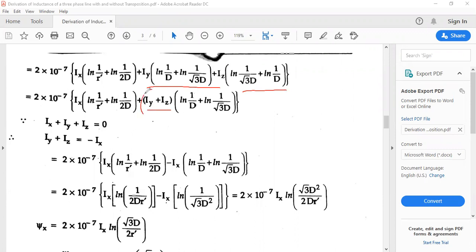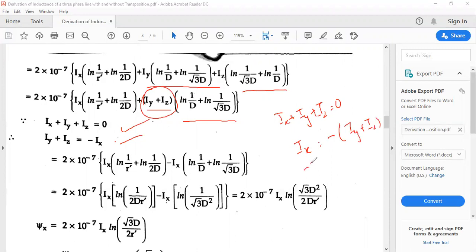Iy plus Iz is being taken separately as a common factor, with the other common factor being represented there. Next, what you can generally use is Ix plus Iy plus Iz equals 0, so I can write Ix as minus (Iy plus Iz). Taking it the other way, minus Ix equals Iy plus Iz. If I substitute it, I'll have this equation alone, so Ix and Ix are present there.